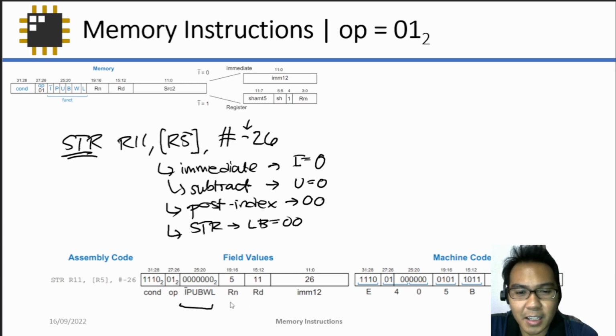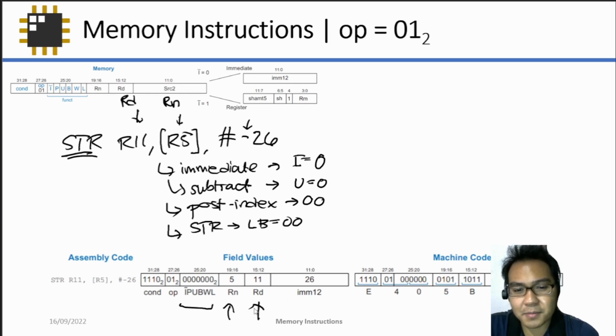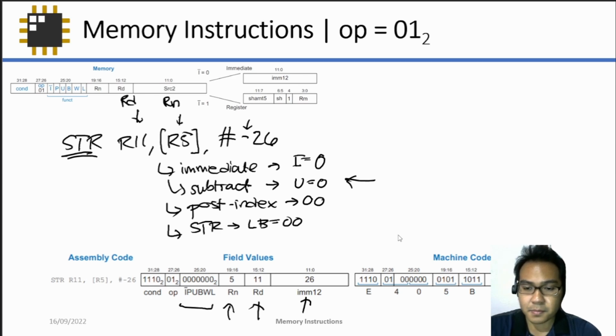Okay, so Rn is 5. This is Rn destination register, but for store it's not necessarily the destination register, it's the source register. Actually, for store you have here 11, and then immediate 12, 12-bit immediate, that's 26. So actually, the im12 is an unsigned immediate because its sign turns into the U right here. So in machine code, that's what we get, and in hex, that's E405B01A.